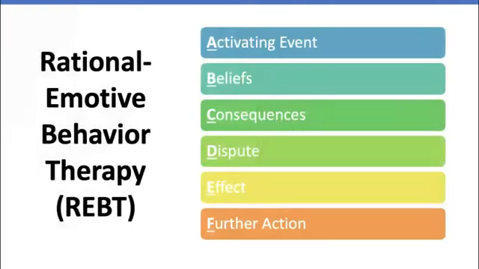So, REBT uses a variety of techniques to alter the individual's irrational thinking, and you can use the acronym ABCDEF. So, we have activating events, beliefs, consequences, dispute, effect, and further action. So, each of these represent a step in REBT.